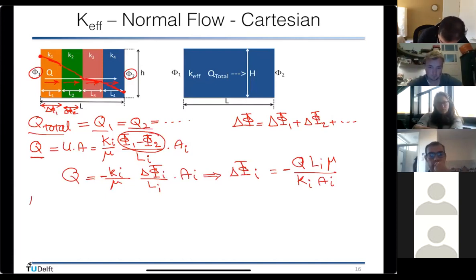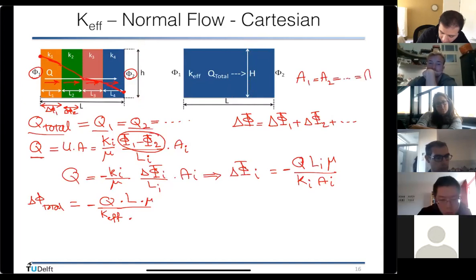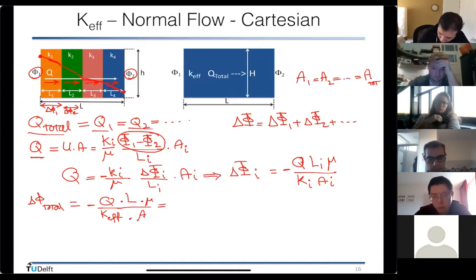So I write delta phi total is minus Q divided by K effective times length. What is the length? It is capital L, times viscosity, divided by, what's the cross-section area? What's the Ai? It is capital H, right? Can I say capital H is equal to small h? Yes. So the cross-section area is equal in all samples. The cross-section area of sample 1 is equal to the cross-section area of sample 2, all the way to the total area. They're all the same, so I just write it as A, cross-section area, because it's the same for all samples.